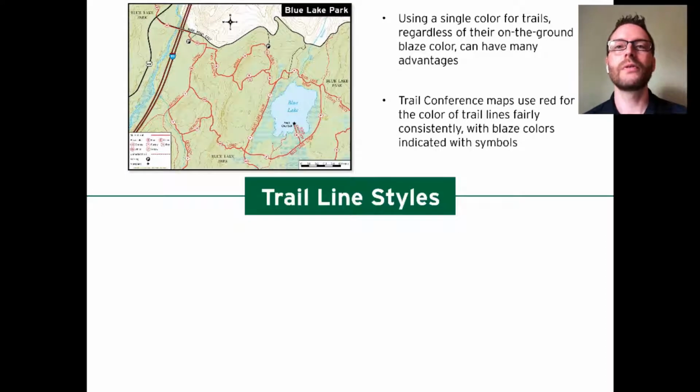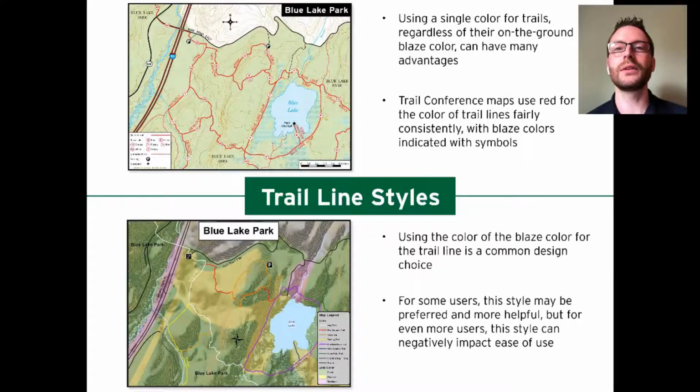In our region, most of our parks have trail systems where trails are marked by different colored blazes. For our maps, we've found that using a single color for trails, regardless of their on-the-ground blaze color, can have many advantages. Trail Conference maps use red for the color of trail lines fairly consistently, with blaze colors indicated on the trails with symbols. Using the color of the blaze color for the trail line is a common design choice.